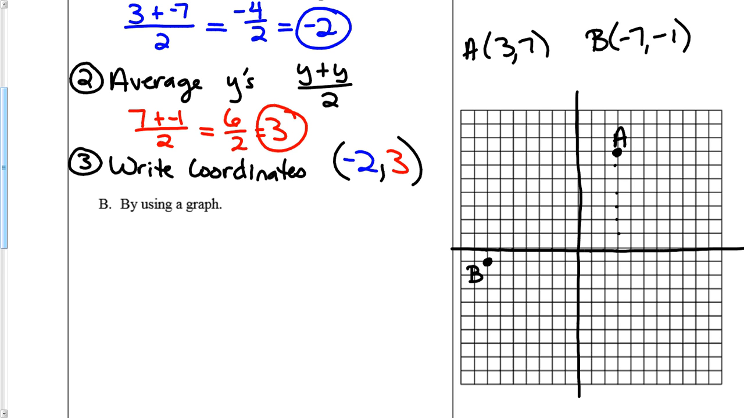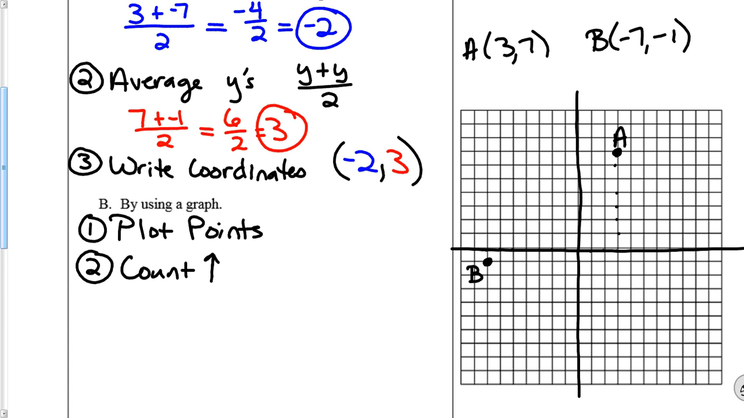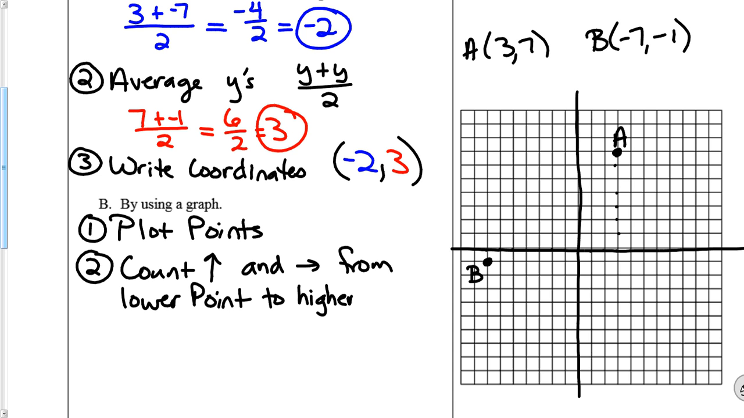So from here, first step is plot the points. Next step is to count up and over from the lower point to the higher point. And again, write down what you need from this. You probably only need to say that we're counting up and over. That would probably make sense to you at this point.